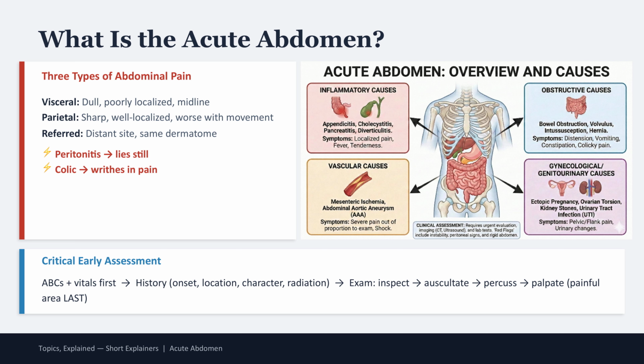Your initial assessment follows a predictable structure, ABCs and vitals first. Then a focused history asking about onset, location, character, and radiation, followed by a careful exam where you palpate the painful area last.